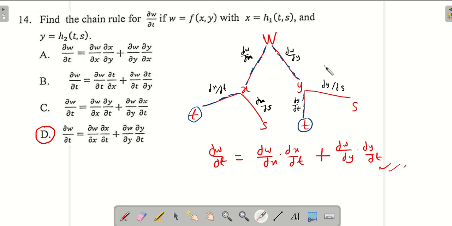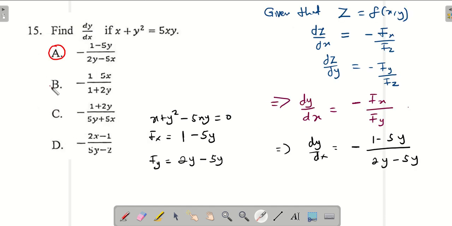So after you have done all the partial derivatives, what is the question asking us to find? To find dw/dt. Now you know that from w to t, you must pass through this lane. That is going to be dw/dx times dx/dt. Or that is plus, you can also go from w to t, passing through here and here. That is dw/dy times dy/dt, and that is the chain rule. Alright, the answer is D. So let's go to 15.